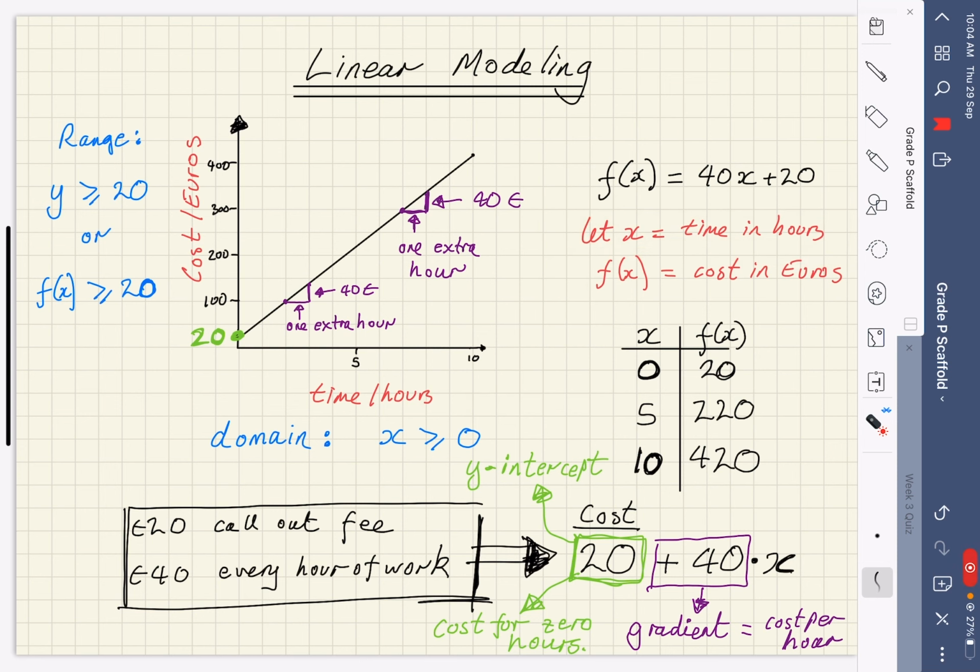Finally, let's look at the domain and range. The domain represents the x numbers, the inputs. And wouldn't it make sense to say that time can't be negative? So the time must be greater than or equal to 0. We can have 0 hours, remember, because that's the call out fee. And then look at the range of the y values, or f of x, the output, and of course they have to be bigger than or equal to 20.